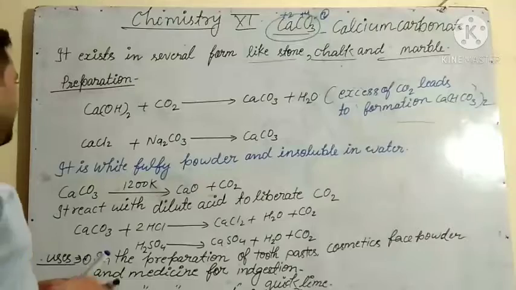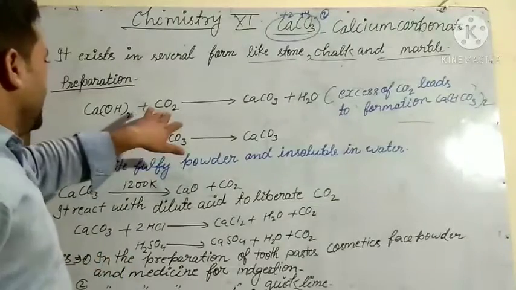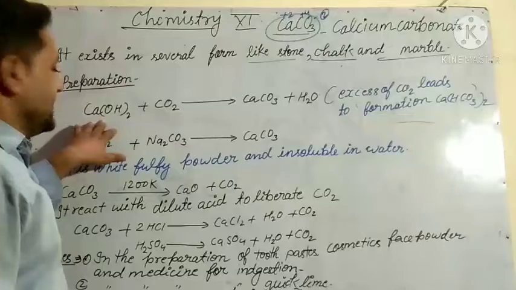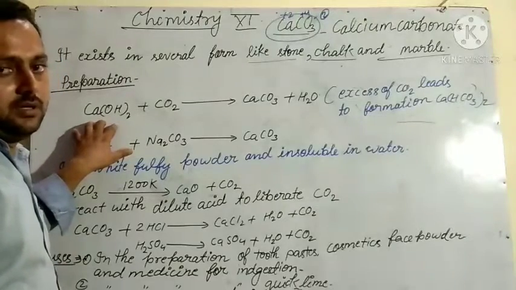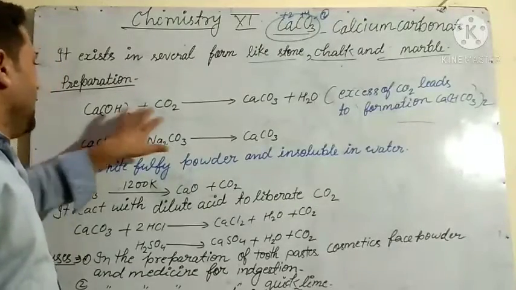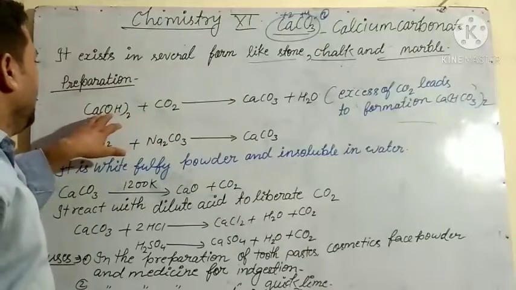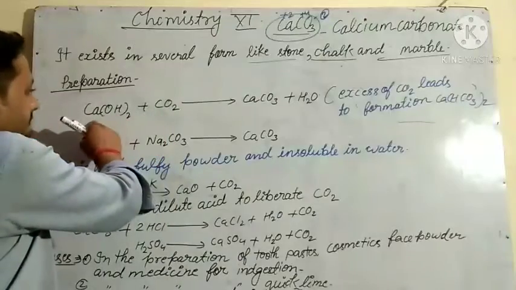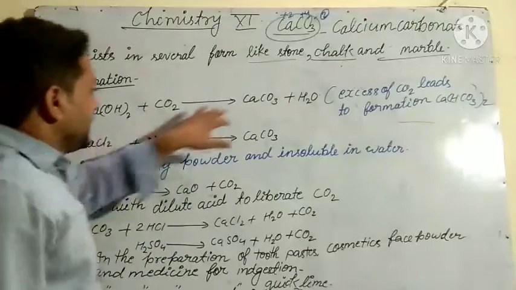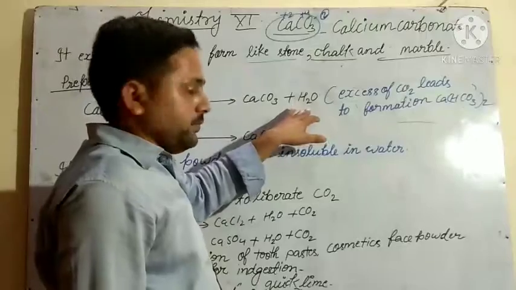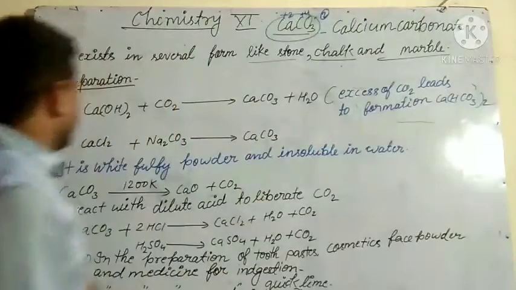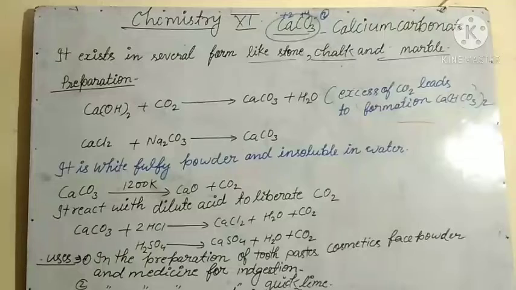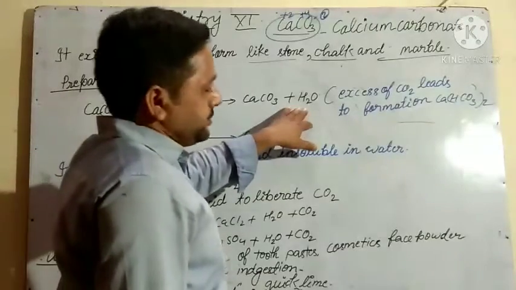It can be prepared by passing carbon dioxide into calcium hydroxide solution, that is, by passing CO2 to slaked lime. When CO2 is passed to slaked lime, it gives calcium carbonate and H2O. Means when CO2 is passed to calcium hydroxide solution, it gives calcium carbonate and H2O.